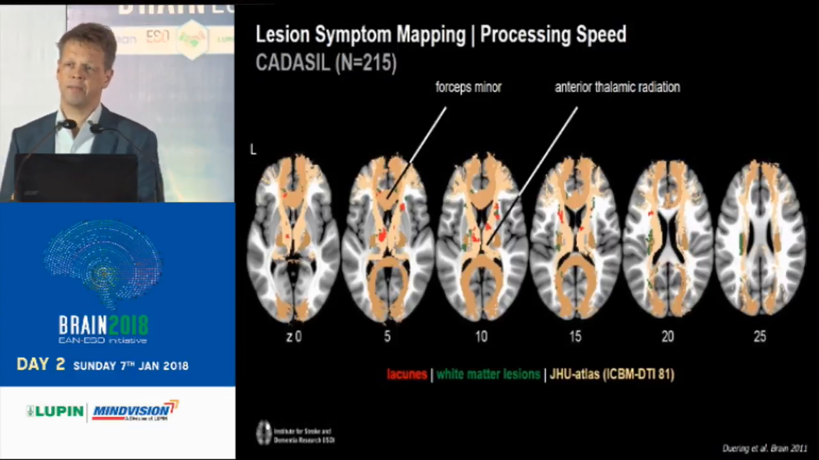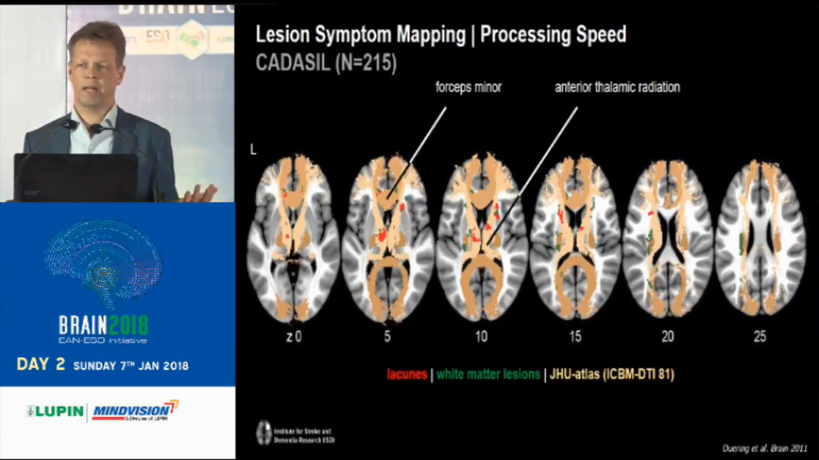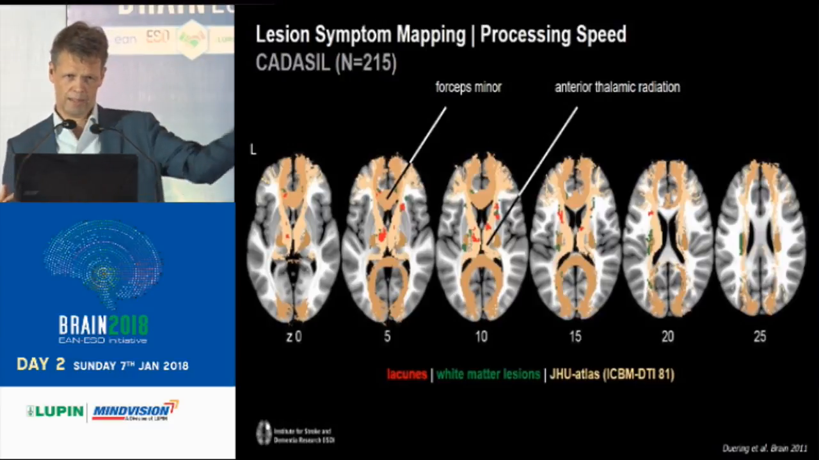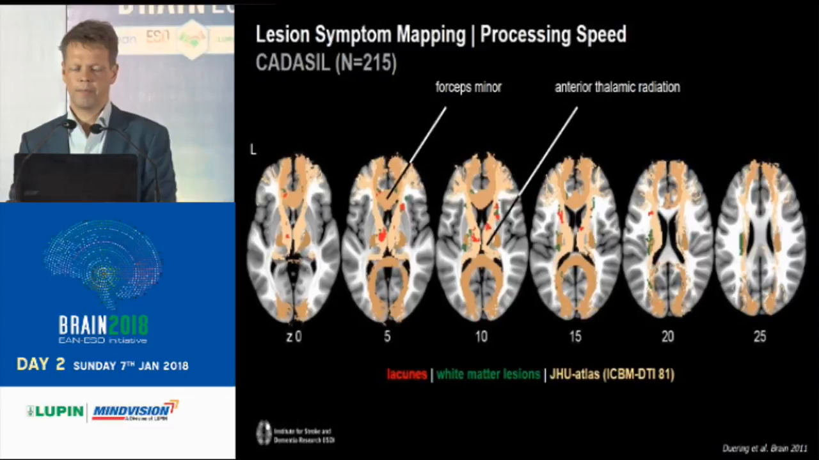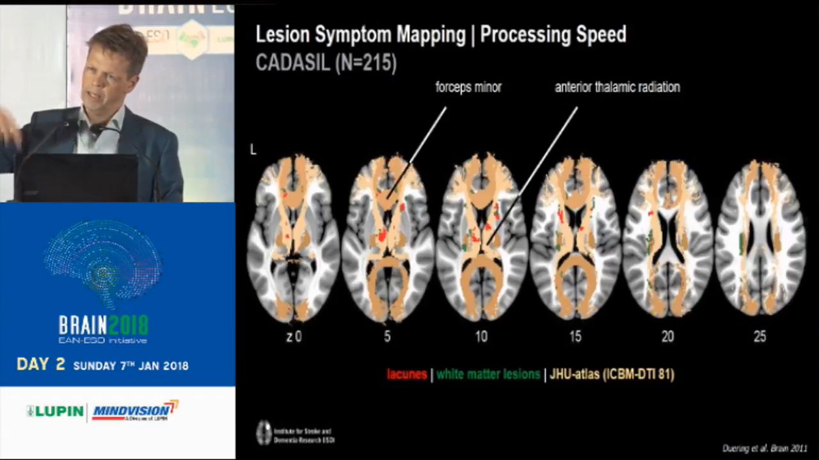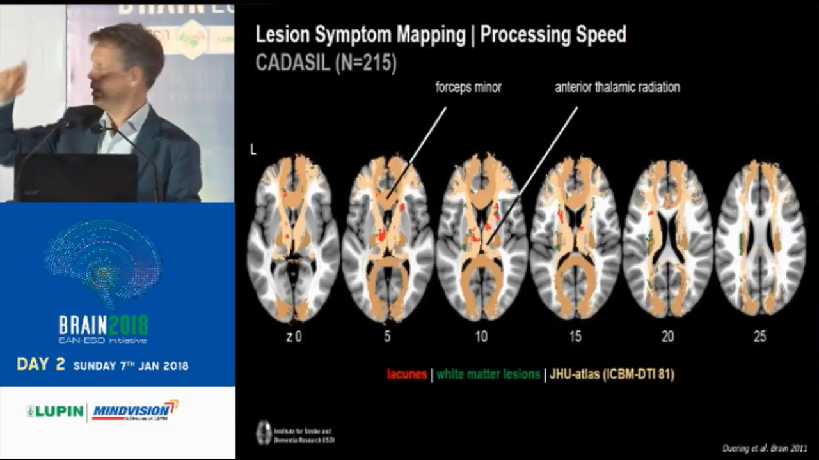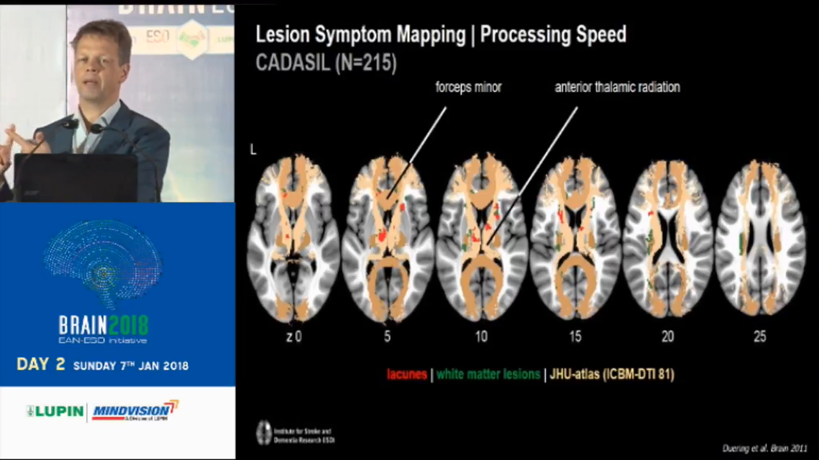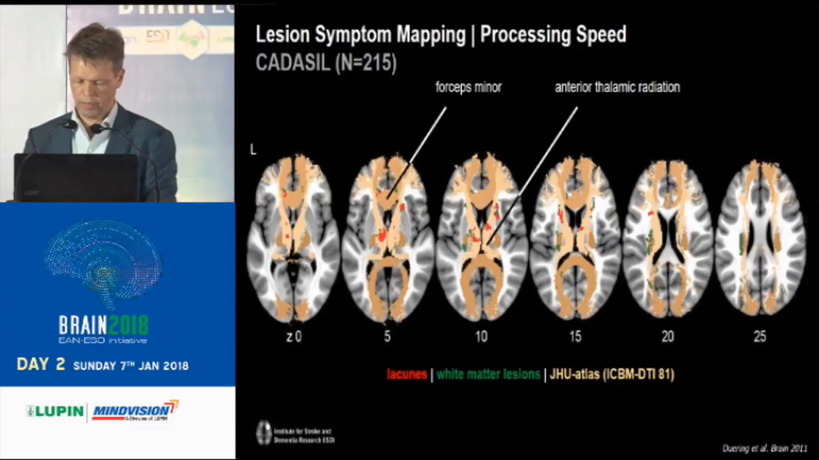So what we did is voxel-based analysis. We took the MRI images of all those individuals, and then we tested each individual voxel against cognitive decline and impairment. And what we found, and this has now been repeated and confirmed by multiple others, is that the anterior thalamic radiation and the forceps minor, which you also see here, are strategic locations for both lacunes and for white matter hyperintensities. So it doesn't even matter whether you have a lacune or a white matter hyperintensity, it's a strategic location.